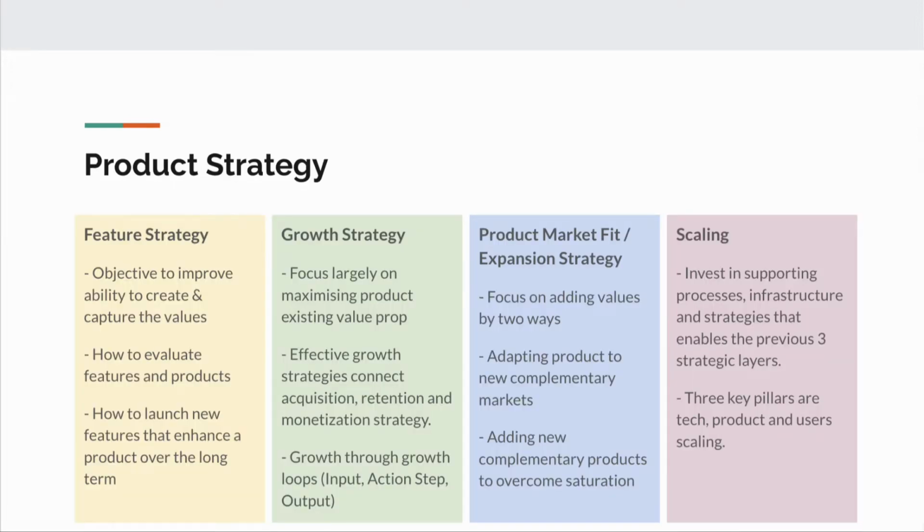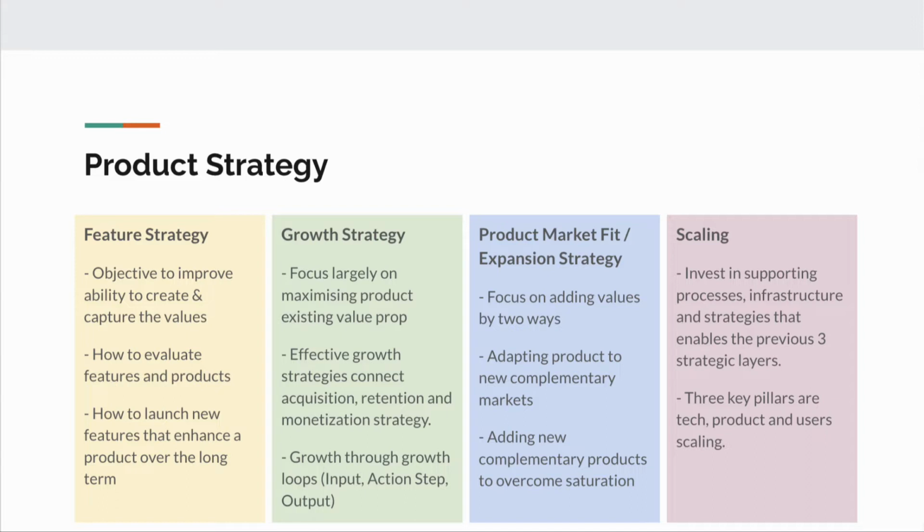Product strategy has four major components, or you can say four areas which help us to build the product strategy. The major pillar is the feature strategy. The feature strategy's main objective is to improve the ability to create and capture value inside the product, and also how to evaluate the features and products for our product, and how to launch new features that enhance our product over the long term and get value inside the business.